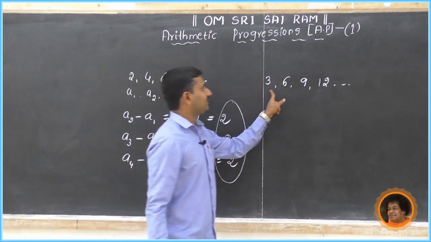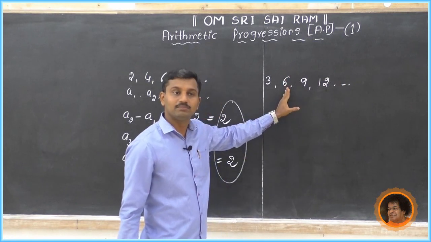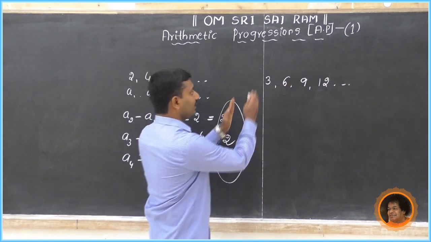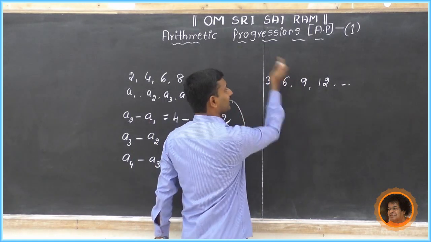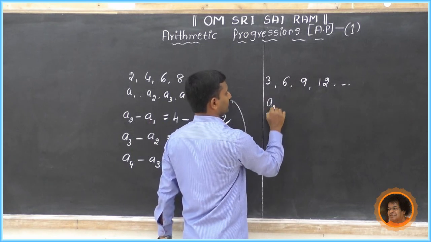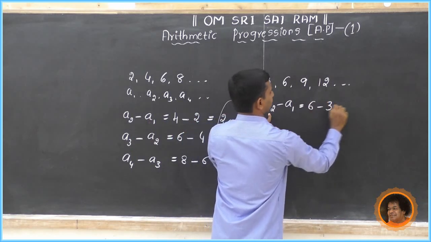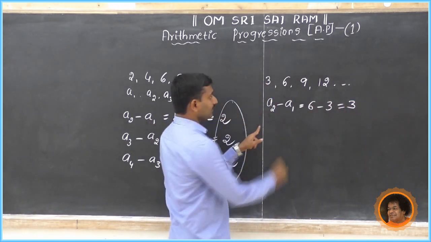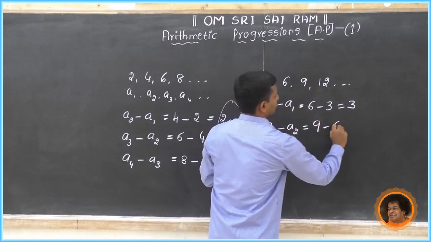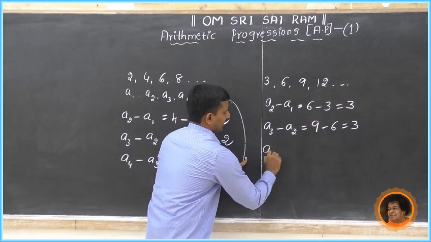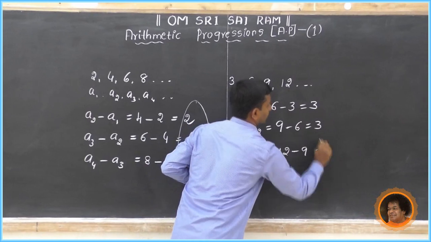And in the second example, 3, 6, 9, 12, and so on. Now check whether the given list of numbers is in AP or not. Find the difference between two successive terms, or two consecutive terms, or a term and its preceding term. So A2 minus A1, here A2 means the second term, 6 minus 3 equals 3. And next, A3 minus A2, 9 minus 6 equals 3. And A4 minus A3, 12 minus 9 equals 3.